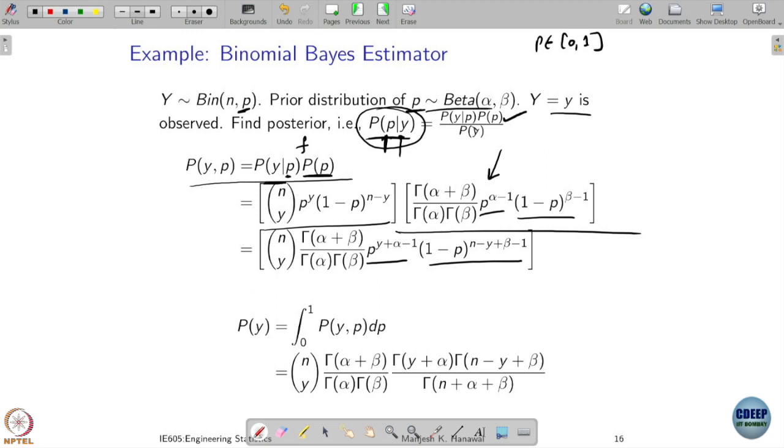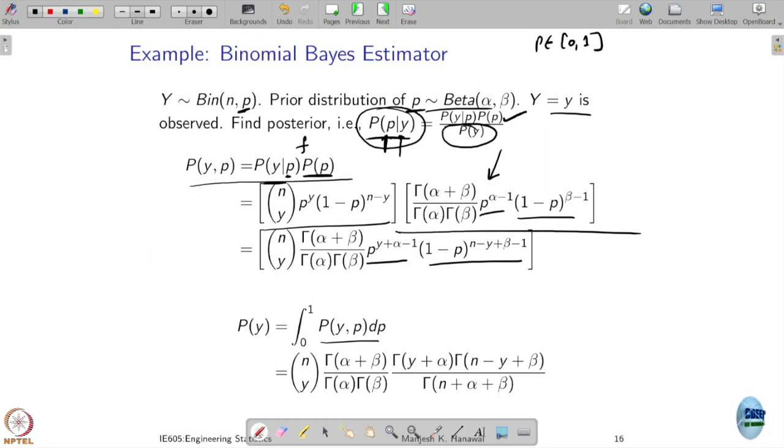I need to compute my denominator p of y. Now how to compute p of y? I know I have obtained my joint probability here, and I know that p is taking value between 0 and 1. Did I miss something here in this? Nothing, right? I just need to integrate it between 0 and 1.